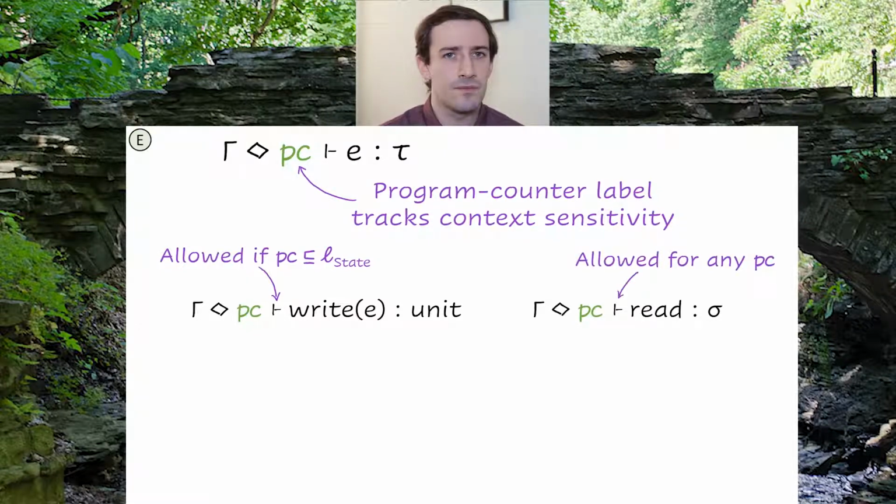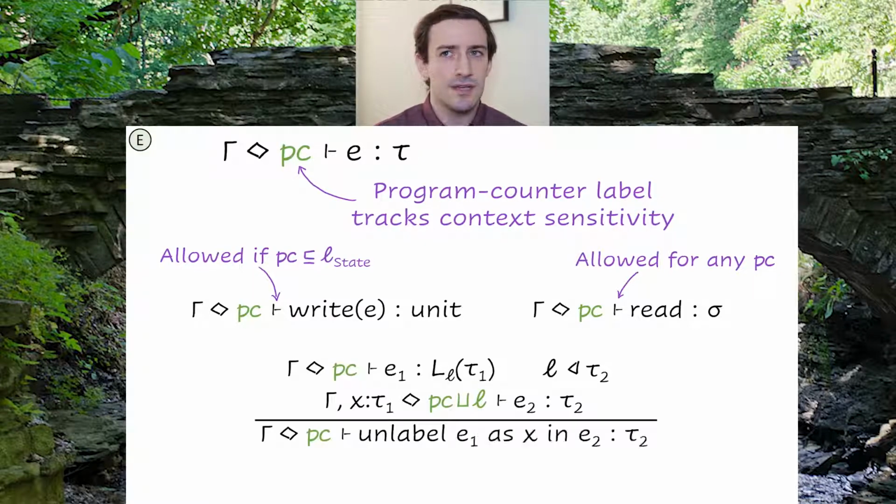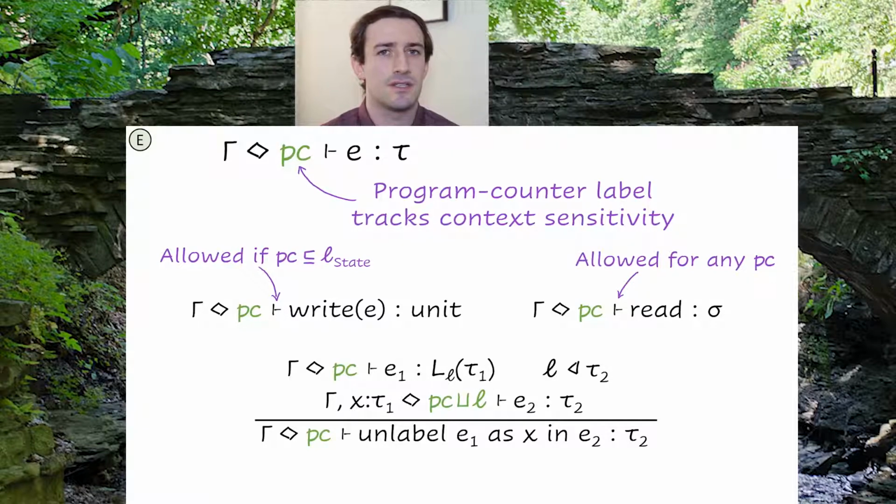However, you should be able to read state no matter what the context is, so that rule doesn't have the same restriction. Of course, we also need to update the PC label somewhere. We do that in the unlabel rule because data can affect your decisions after you unlabel it. We just raise the PC by L in the E2 branch of the original rule, and that's sufficient.